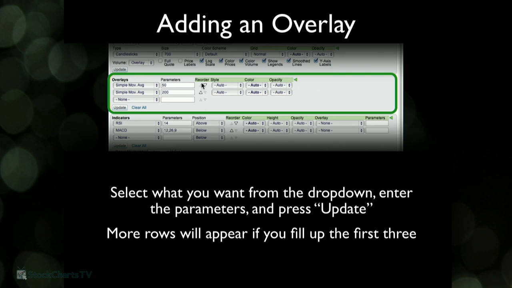If for some reason you need to swap around the order that they appear, you can use these little reorder triangles that you see here to move stuff up and move stuff down. And as I mentioned before, if you fill up the first three rows here in the overlay area, we'll add a fourth row and a fifth row, and so on and so forth, all the way down again to 25. And if you want to start over from scratch, you can click on the Clear All link right here, and that will basically remove all of the overlays from your chart so you can start over.